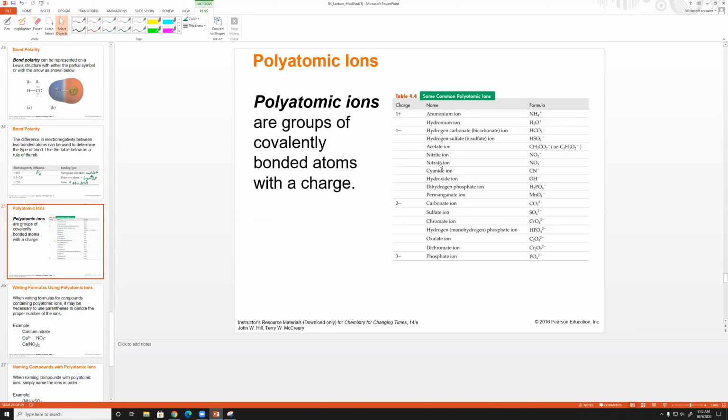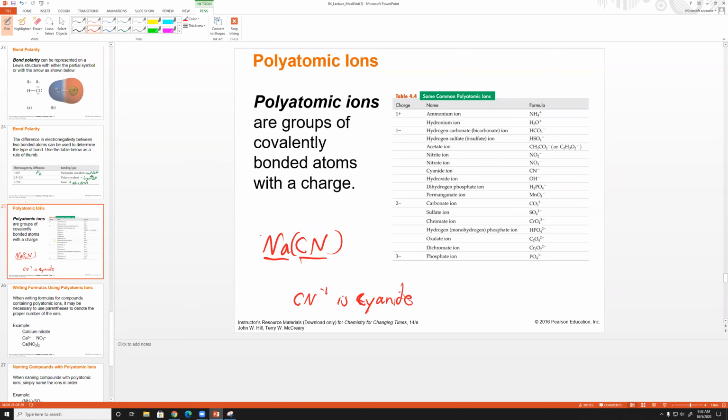So the question will ask, what is the name of NaCN? And I will give you on the bottom, CN minus 1 is cyanide. So the answer is, oh, sodium cyanide. So you view the entire CN as its own group.